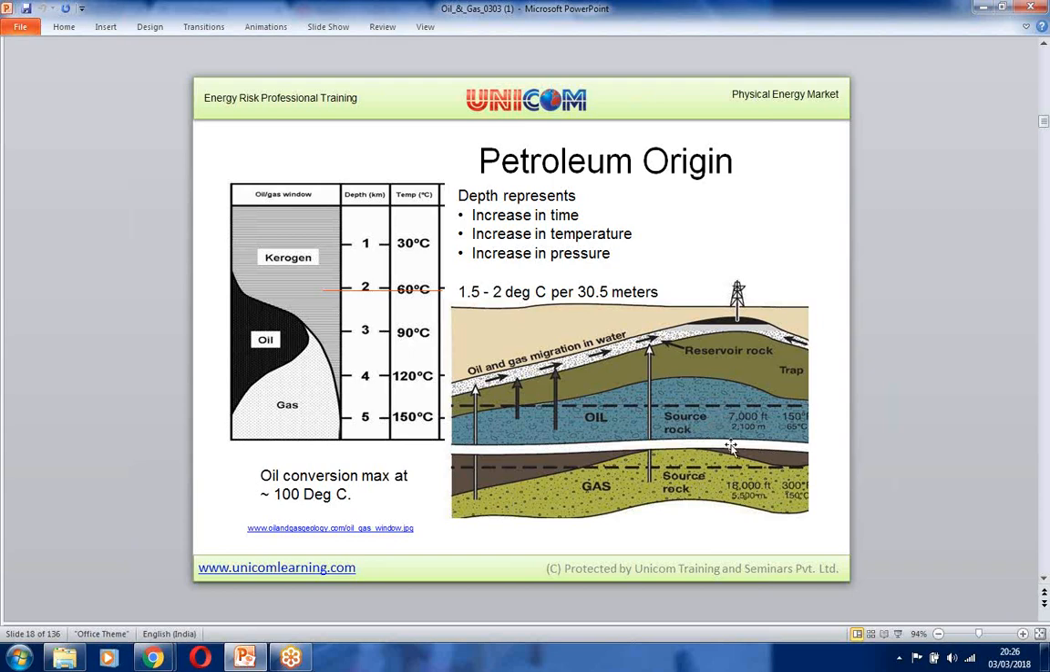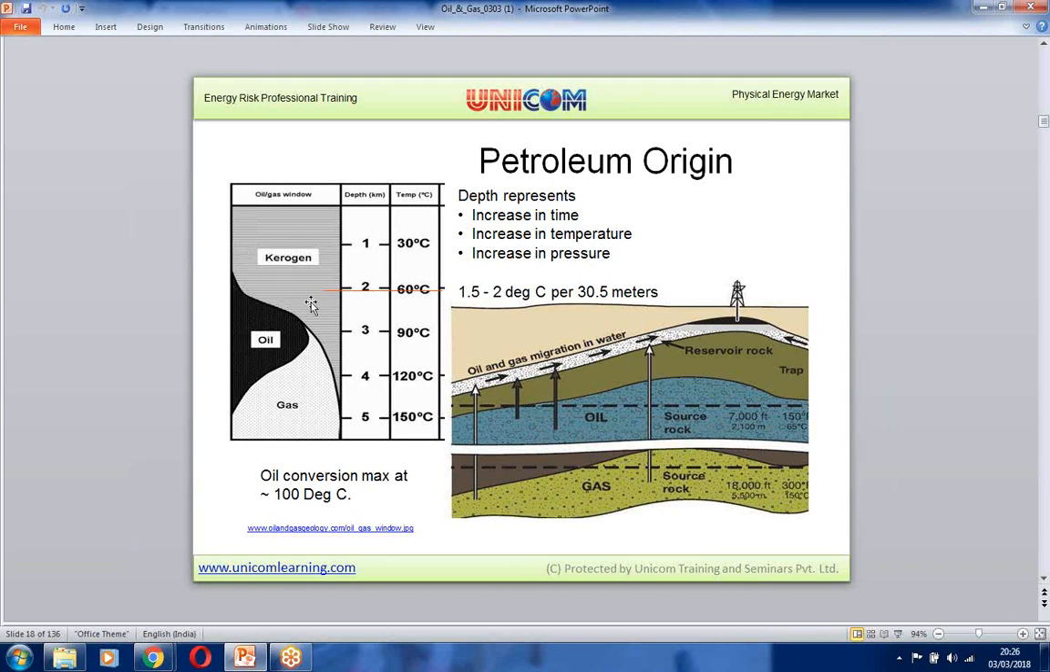Some oil is found at about 7,000 feet below the Earth's crust, and natural gas is even further, about 18,000 feet. So from this source rock, due to the buoyant force, the oil and water migrate, and that gets collected in some place where they are not able to move any further.